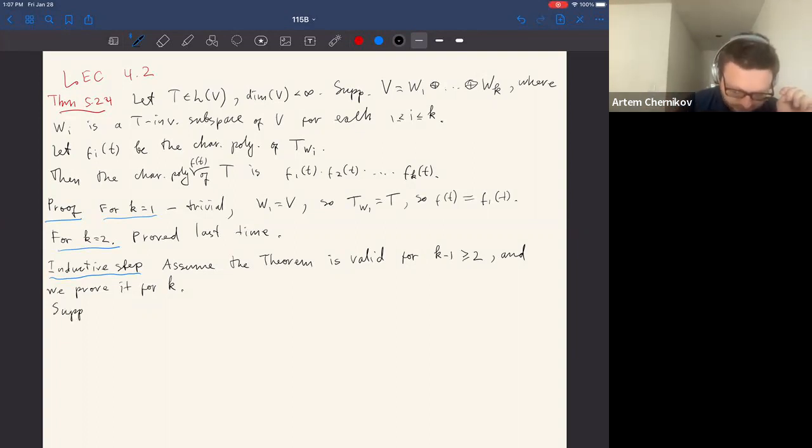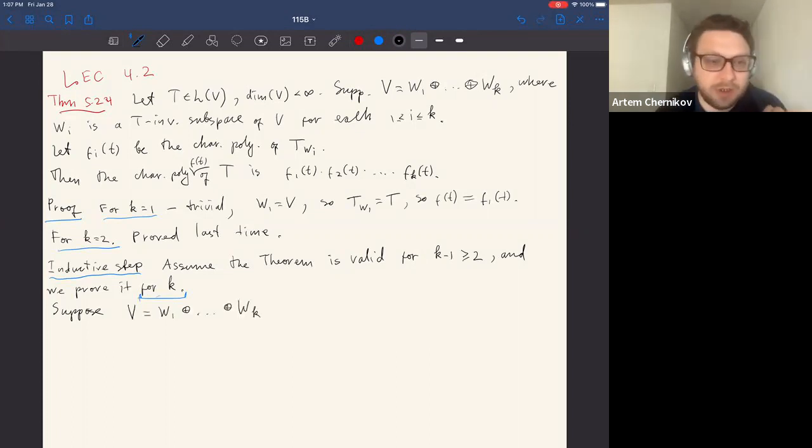So let's just see what we have. We are arguing now for k, trying to prove the theorem for k. Suppose we are given that V is the direct sum of W1 through Wk, where each one is in particular T invariant, with each Wi a T invariant subspace. So we have k subspaces. Let's try to use the inductive part, which tells us that the theorem is true for k minus 1.